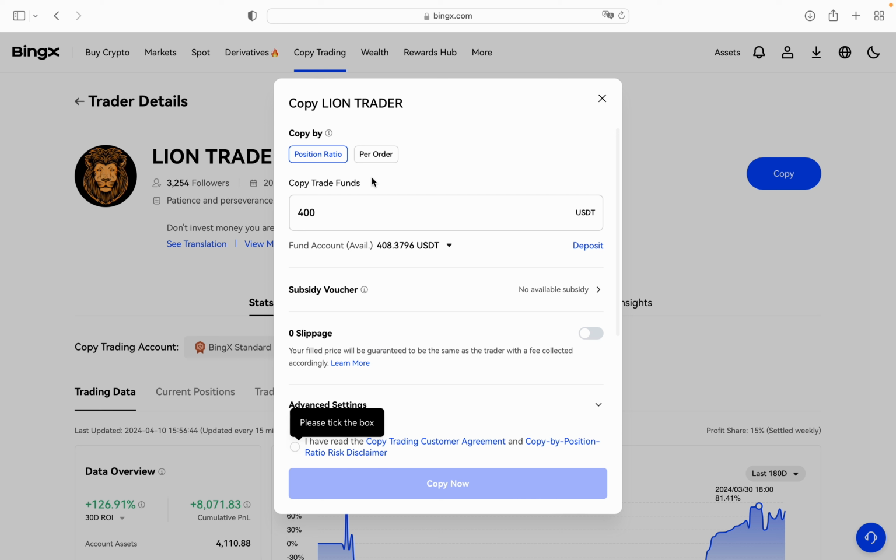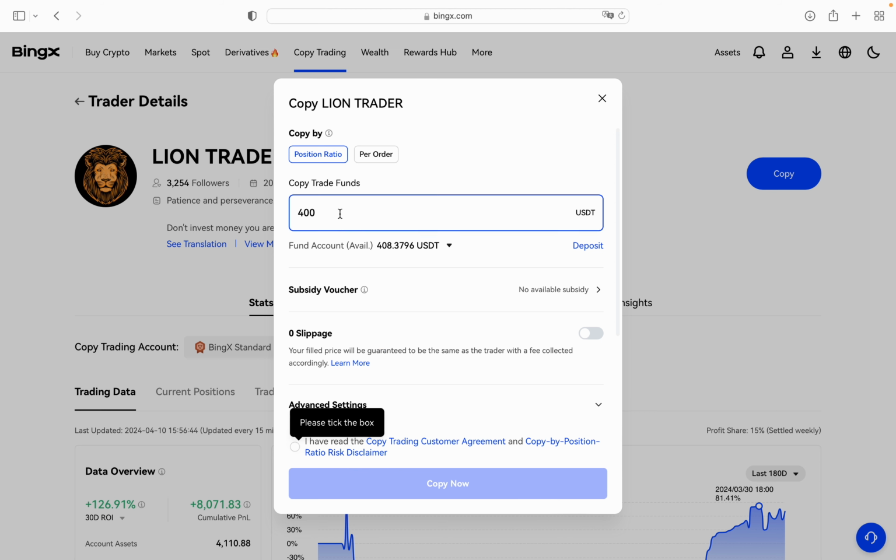For example, if the trader got $10,000 in his account and he takes a trade with 1%, then he will get into a trade with $100 of his money. And if you're deciding to get into the copy trading with $400 and he takes a trade with 1% risk, then you will get into a position with $4 US. So you will have the same position sizes as the trader percentage wise.